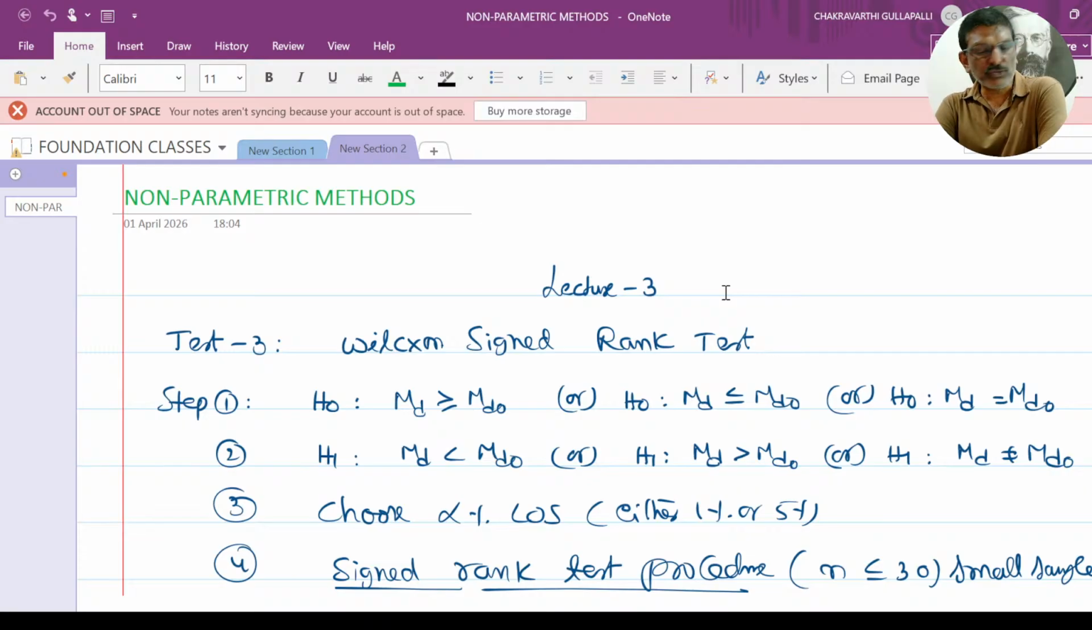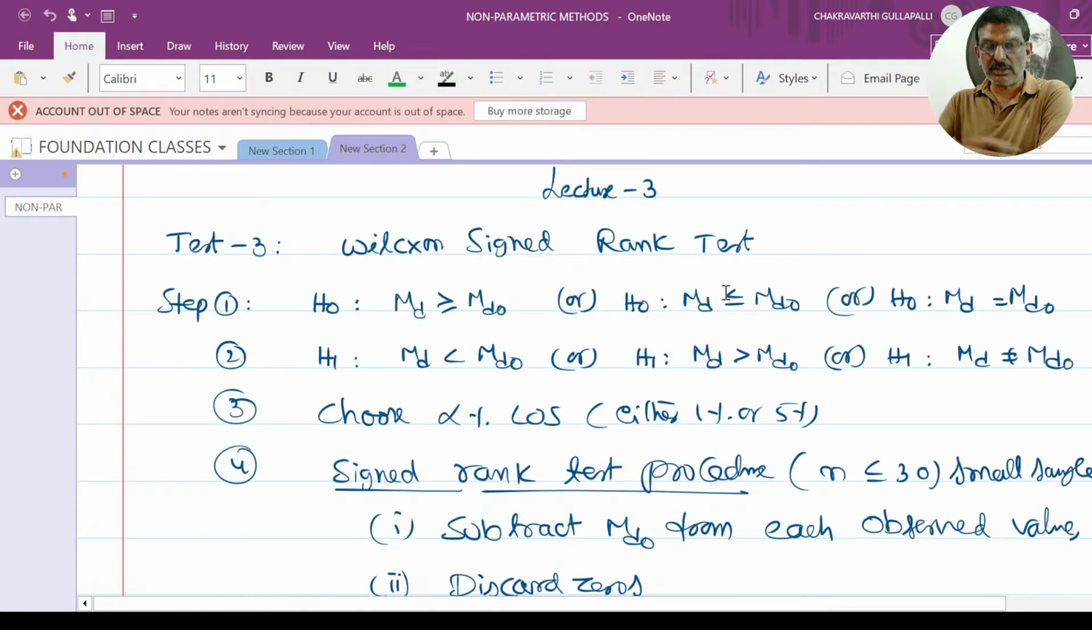These are very useful for all examinations related to statistics and also data analysis. For those preparing for semester end examinations, other examinations, competitive examinations, entrance examinations, these lectures are very useful. Lecture number 3 includes test number 3, that is the Wilcoxon signed rank test.